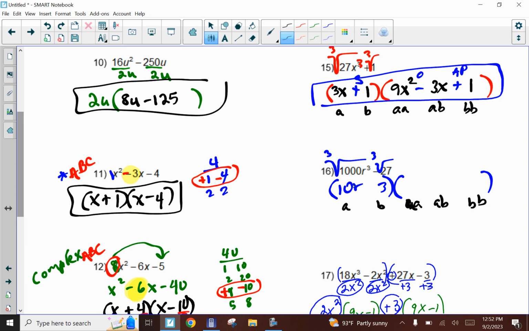So AA would be 10r times 10r. So that's 100r squared. And then for the middle, 10r times 3 would be 30r. And then for the last spot, B times B would be 3 times 3, so that's 9. Then we use the SOAP acronym. It's got to be the same as the original, opposite, and then always positive. And that's our answer.